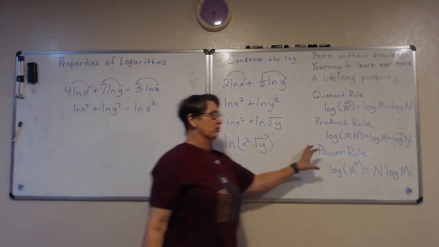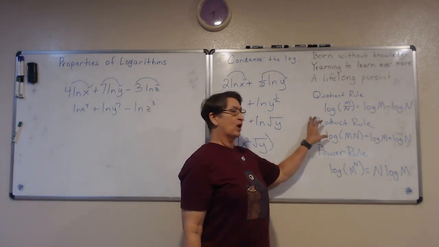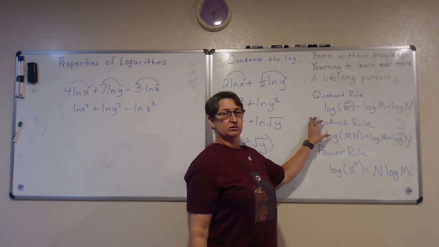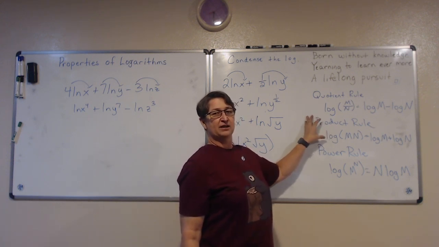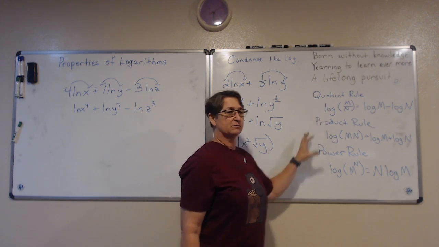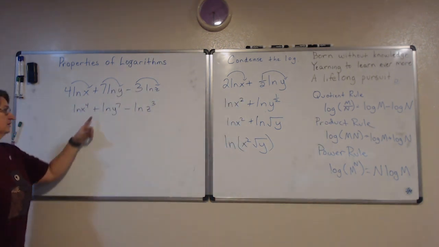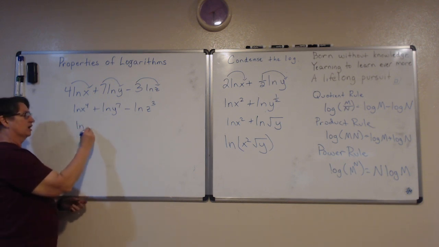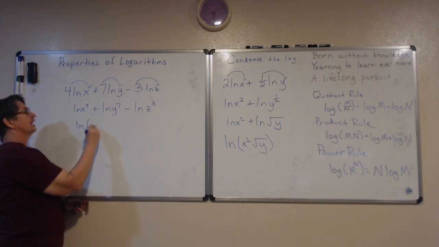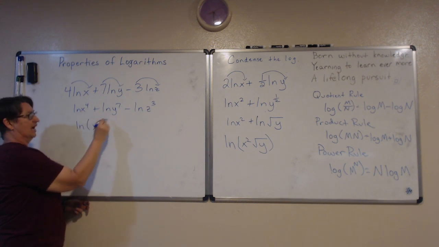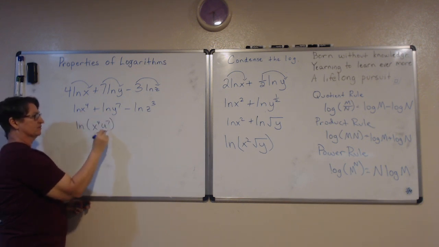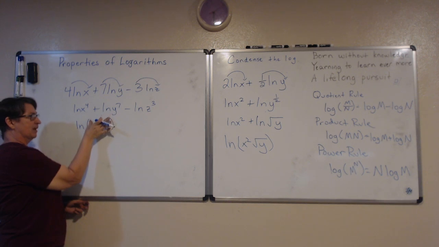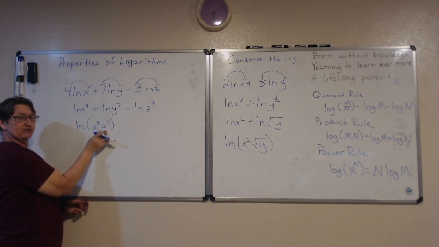After you've done your power rule, do your product rule. So anywhere you see a plus sign, make a multiply. Plus sign, multiply. So natural log of x to the 4th times y to the 7th. So that plus sign means that I'm doing the product of them. And notice I only wrote natural log one time for those two.